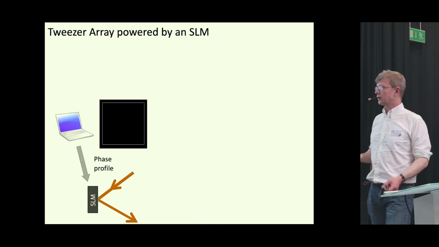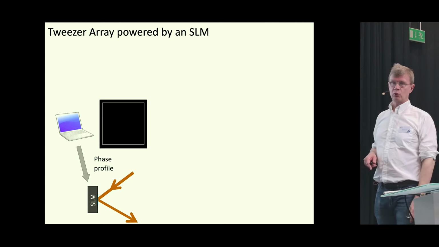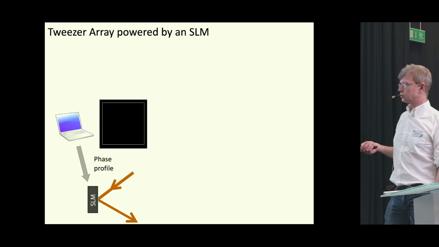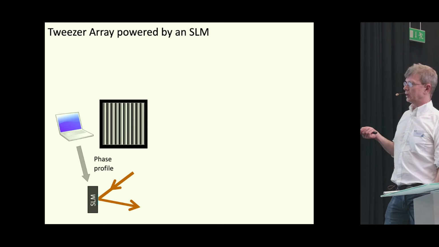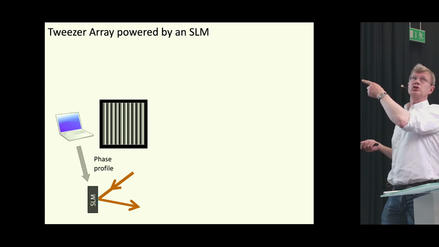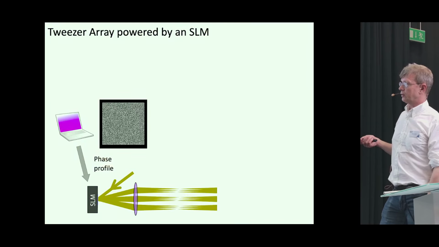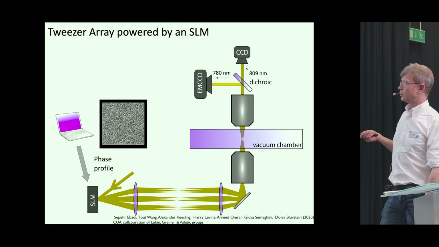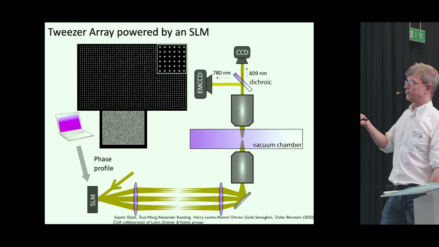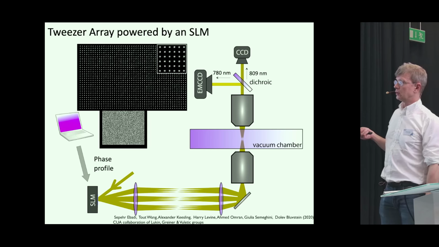So in a modern incarnation, many of these experiments are powered by spatial light modulators. This is basically a computer-generated hologram, where by just programming on a computer, using a device similar to what's used in a projector, which projects the slides, you can create nearly arbitrary patterns of light beams in 2 dimensions. So in this case, for example, you can create an array of tweezer traps.